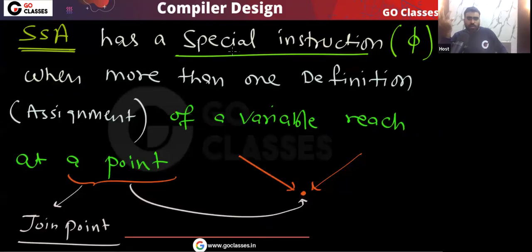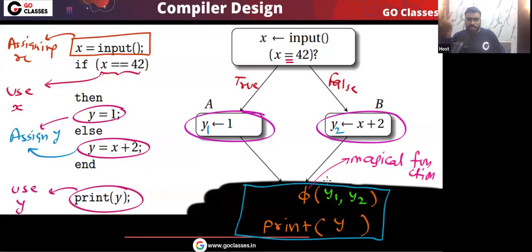Is this clear? Because more than one definitions are reaching at this point, yes or no? So use this Phi function. And what you do? This Phi function will either give you y1 or it will give you y2. See, if you come from here, it will give you y1. Please understand, this is a magical function. If you come from this side, this Phi function will give you y2.